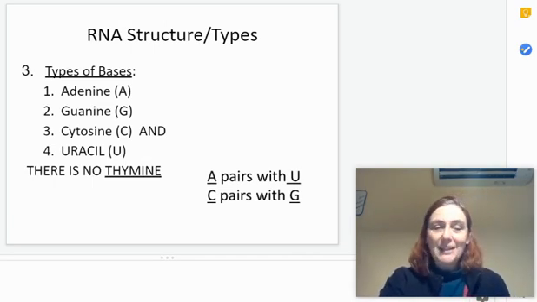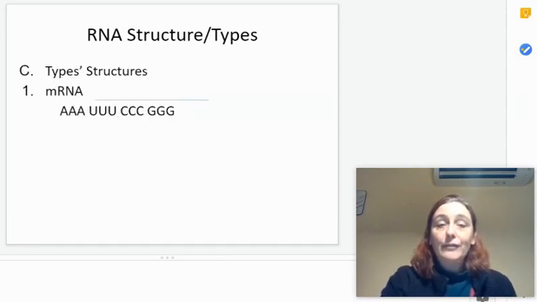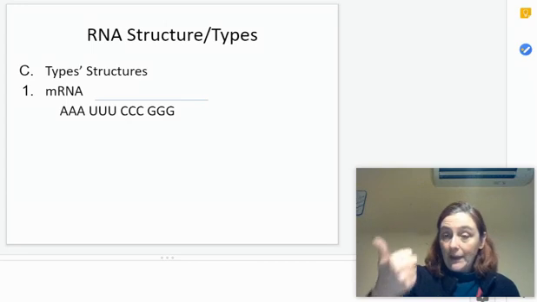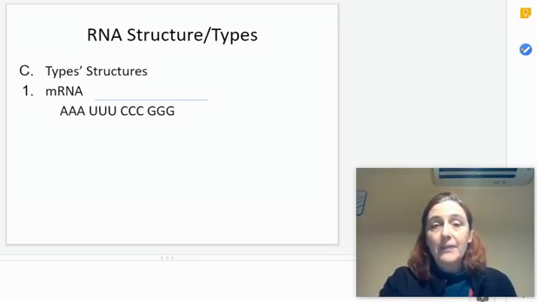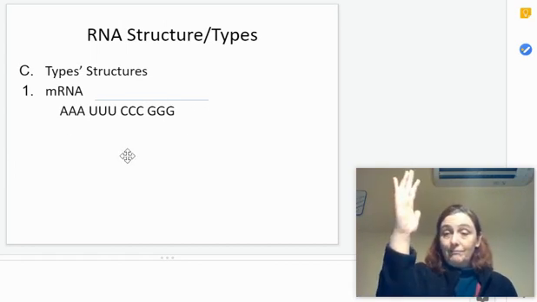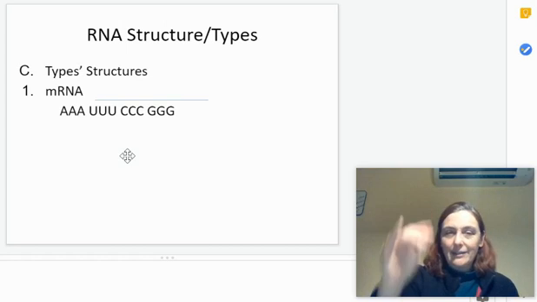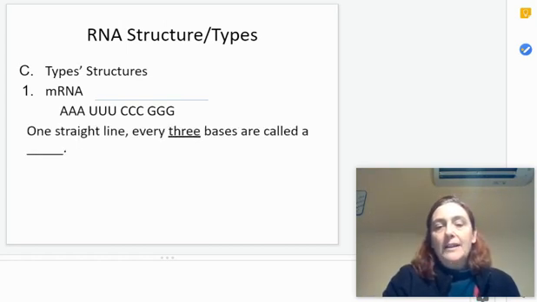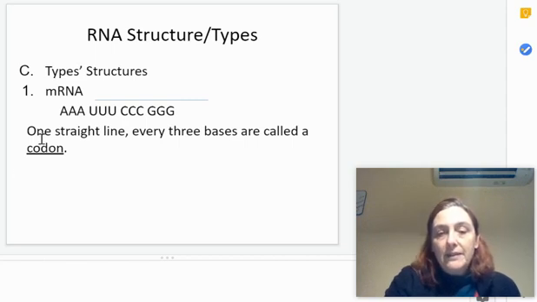Okay, so we have, remember, three different kinds, and we're only going to talk about two, mRNA and tRNA. mRNA, messenger RNA, is a long single strand. It's just a strand, single strand, and it's straight. Its shape is straight. And every three bases on it is called a codon.